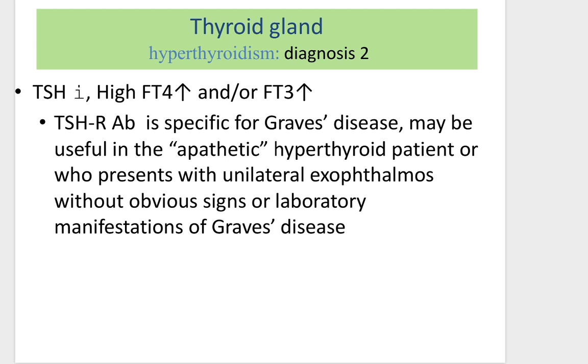TSH receptor antibodies are specific for Graves' disease. They may be useful in apathetic hyperthyroid patients or those who present with unilateral exophthalmos without obvious signs or laboratory manifestations of Graves' disease.